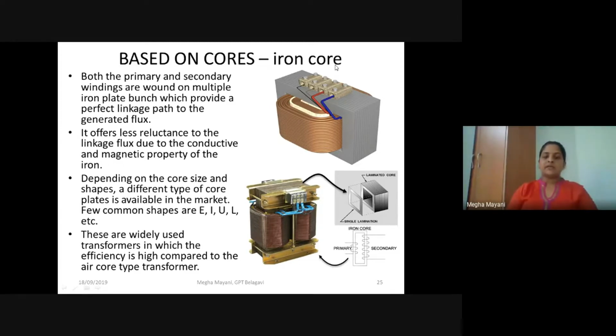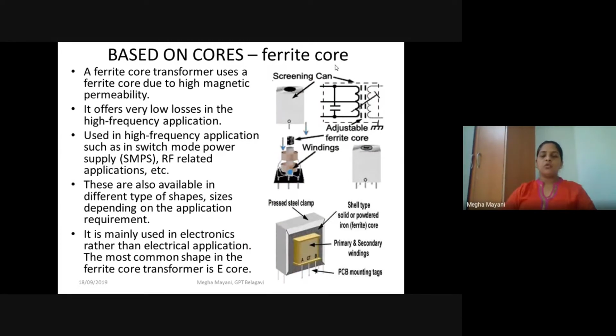We can take the next one, ferrite core transformer. So it uses a ferrite core because the ferrite core has got a good magnetic permeability. Hence, compared to iron core, ferrite core transformer is preferred. And here the losses are very less, or they become less when the frequency of operation is high. That is, when you are using for radio frequencies, then these ferrite core type of transformers provide low loss. These are used in SMPS or any radio frequency related applications.